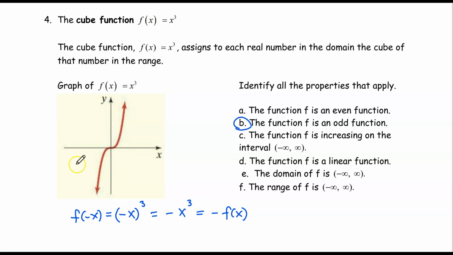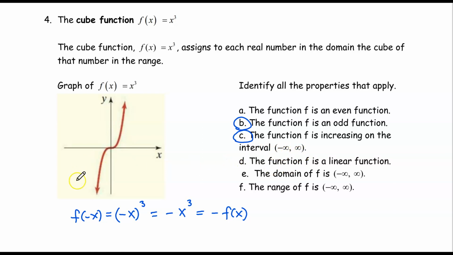Now, is it increasing on all real values of x, or on the interval negative infinity to positive infinity? So from negative infinity to positive infinity, is the graph increasing? Does it continue to rise? The answer is yes. So this graph here is increasing on the interval negative infinity to positive infinity.